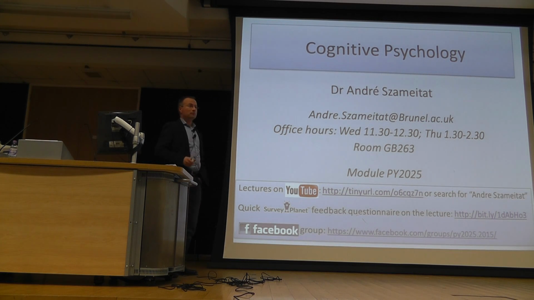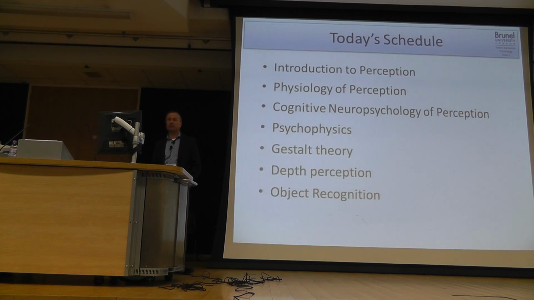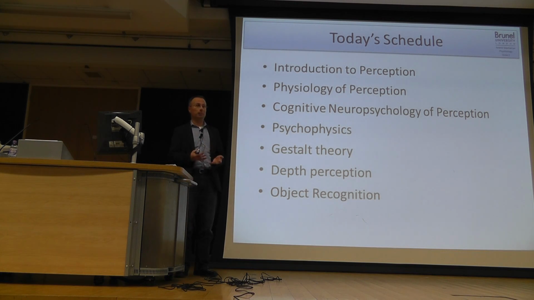Okay, so cognitive psychology, and this week we talk about perception, as you have probably seen. Our schedule for today is that we have a brief introduction to perception. We very briefly speak about the physiology, because I think you have covered that in other lectures. And then we go through some psychophysics, which we briefly touched upon last week. I didn't update that, we skipped that part. And then we have some nice examples from the Gestalt theory, depth perception, and how do we recognize objects like a cup or things like that. How does our cognitive system do that?